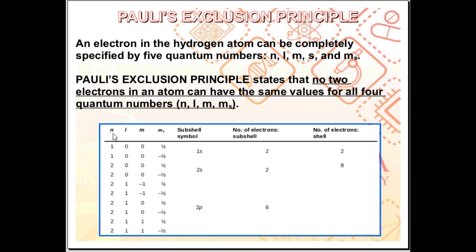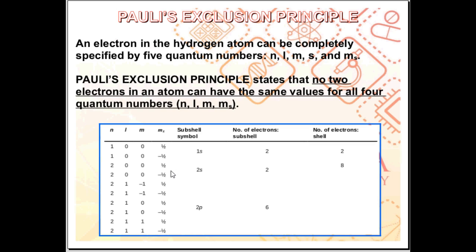n is equal to 1, l is equal to 0, m is equal to 0, ms is equal to 1/2. That's 1 electron. Another electron is 1, 0, 0, negative 1/2. And then you have n equal to 2, l equal to 0, m equal to 0, ms equal to 1/2. That's another electron. 2, 0, 0, negative 1/2. That's another electron. So each row is an electron in this table.